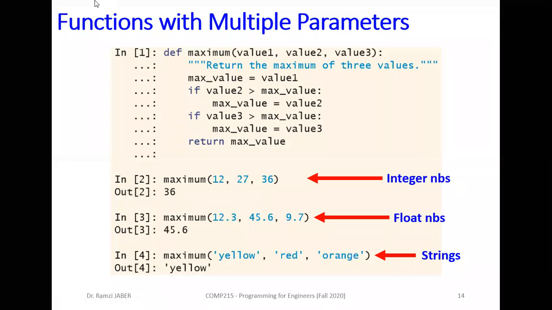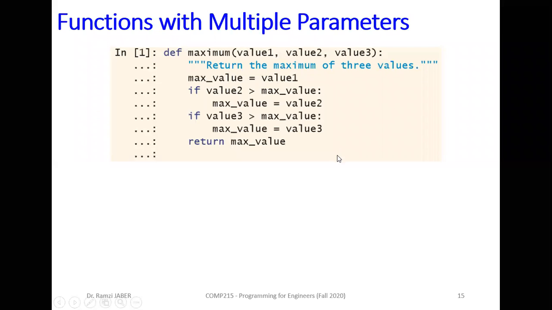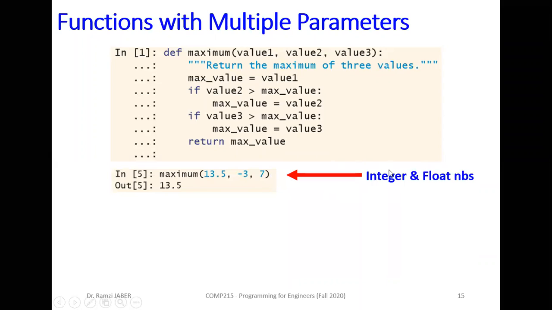Okay. Let's continue. So, when defining a function, we don't define the type of variables, the parameters or arguments. We don't have types. So any function can get integers, floats, strings. Okay, because we don't define the types of arguments or variables.